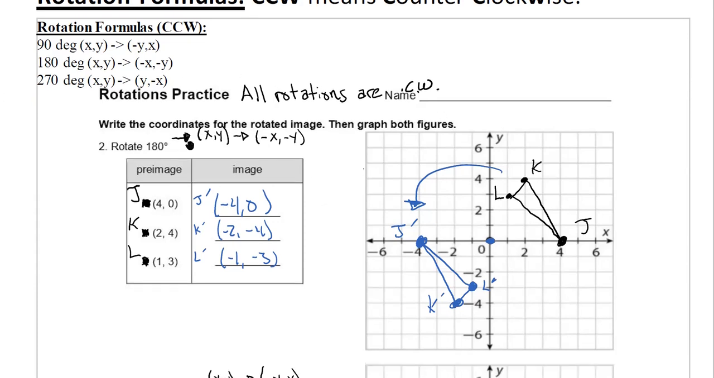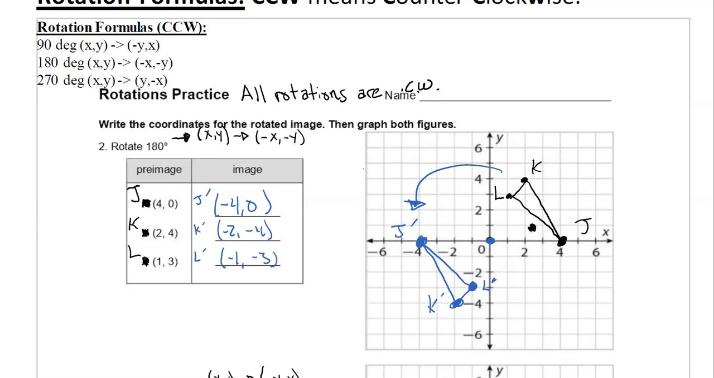So here, when I rotate, x, y becomes negative x, negative y. My original points here, J, K, L, is going to be 4, 0. I look at my formula. It becomes a negative 4. My 0 stays the same, 0. If it was a number, it would be negative. So here, K, 2 becomes negative 2, 4 becomes negative 4. 1 becomes negative 1, 3 becomes negative 3.